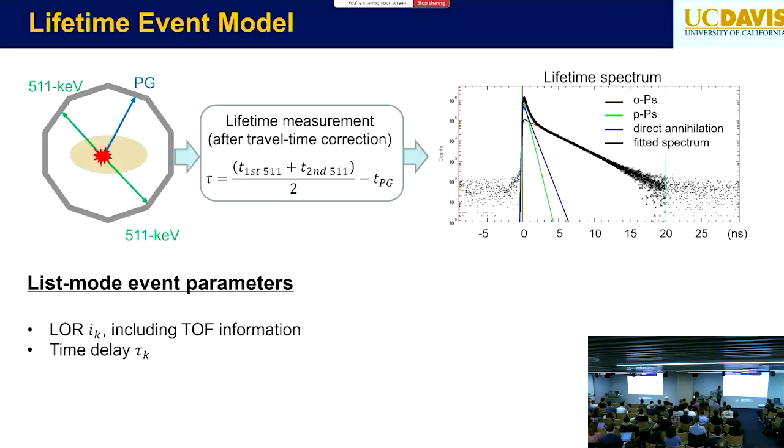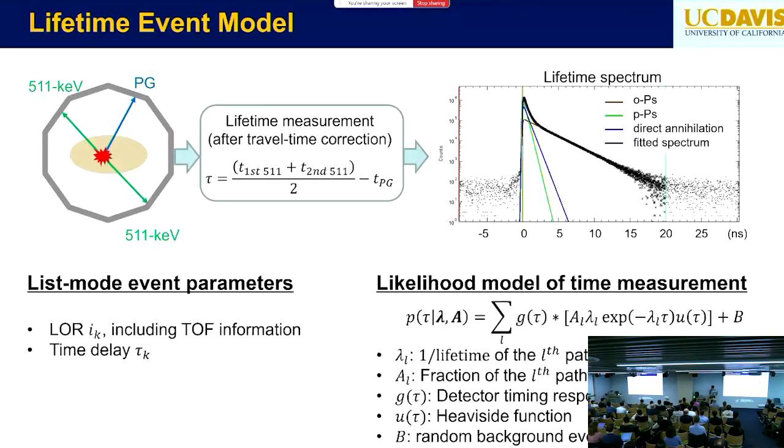And on the right side, that's a time histogram of the time delay. So basically, it's a count as a function of time delay. And this can be modeled as a multi-exponential modified Gaussian distribution. So we have a Gaussian distribution as a detector response, and then we have this multi-exponential to model each pathway. For every pathway, there's an exponential distribution. So A is the fraction, and lambda is the decay constant. Those A and lambda are the unknowns we want to estimate for every pixel.